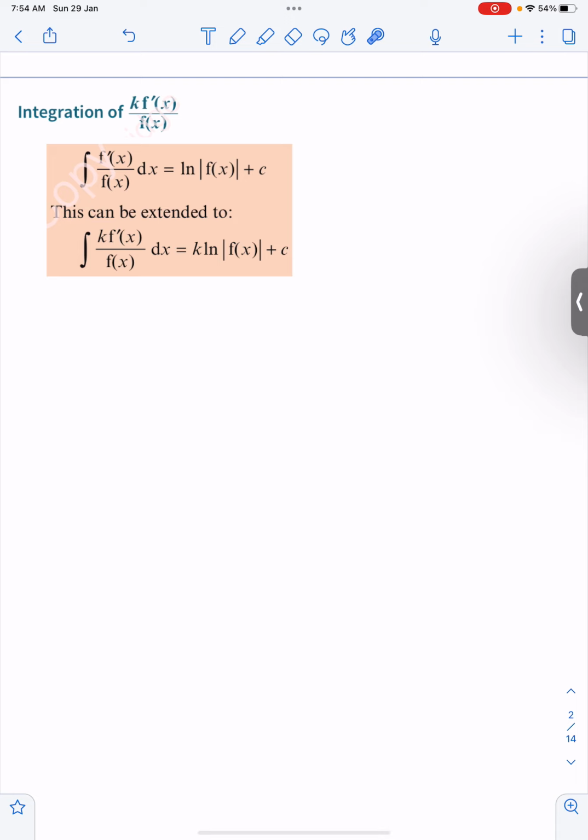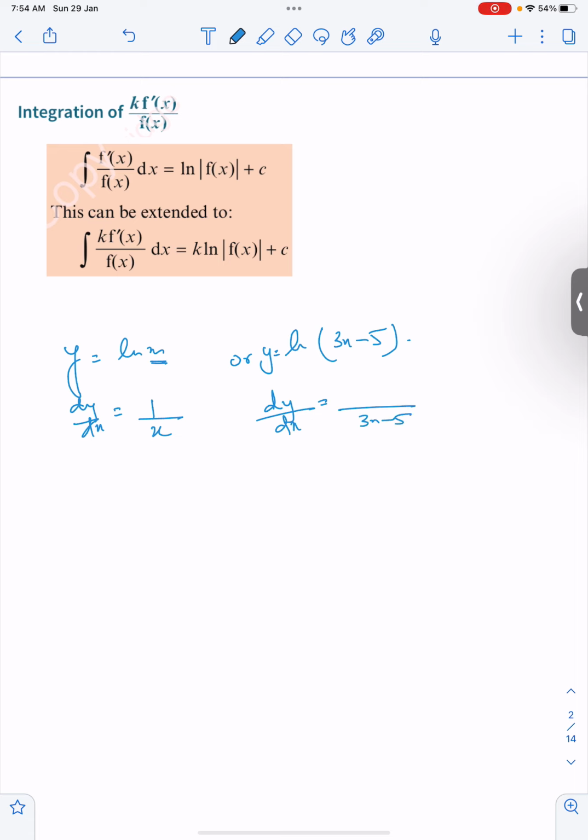You would write ln f of x plus c, because we know that if y equals ln x, dy by dx is going to be whatever is written with x goes down in the denominator, and then you differentiate it and write it up in the numerator. I can give you another example. Ln 3x minus 5. If you have to find the derivative of this, you will write 3x minus 5 in the denominator, and then you differentiate it and write it up in the numerator.